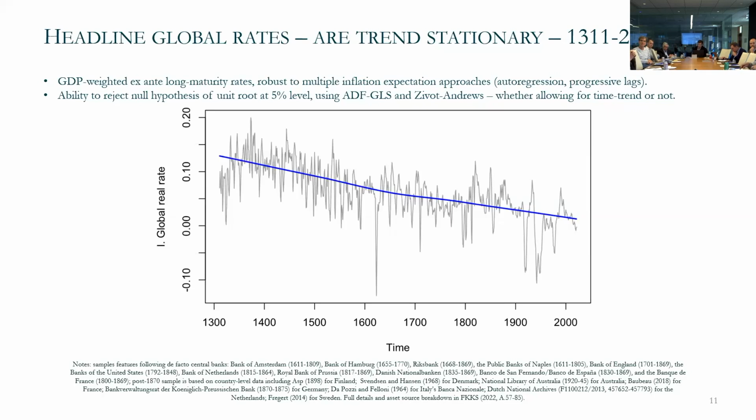And the blue line here shows you one version of drawing a trend through this. You don't have to believe your eyes. We show you in the paper as well that it's really a downward sloping line.